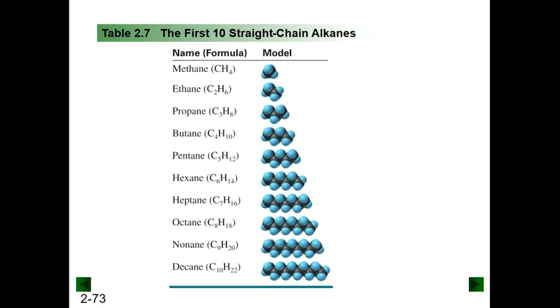And we use the suffix -ane to indicate it's an alkane. So CH4, C2H6, and so forth. This is what you need to know. Nothing else about organic chemistry for the moment.